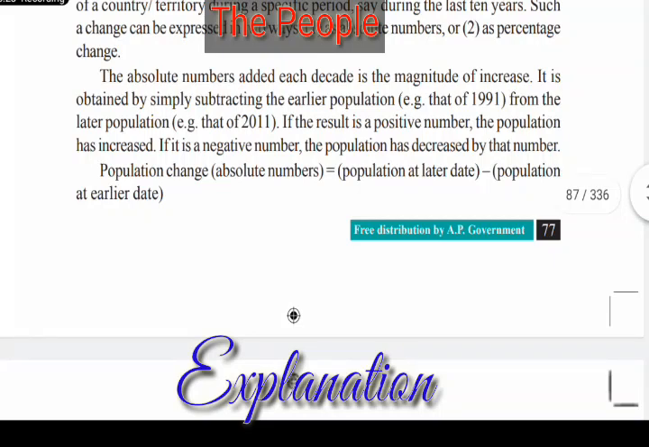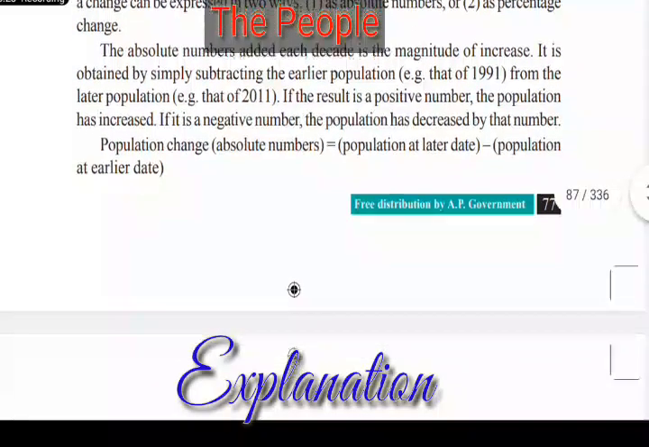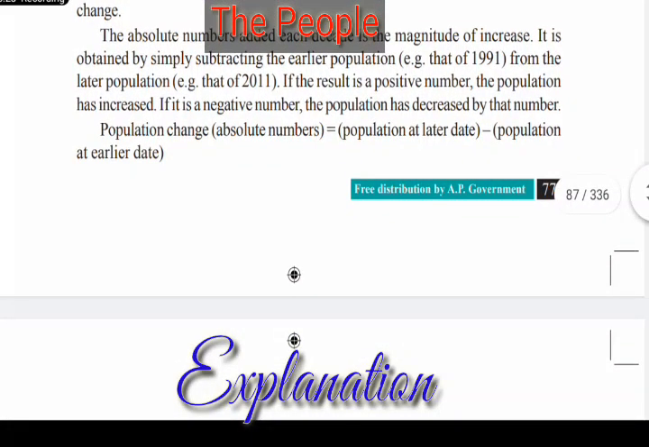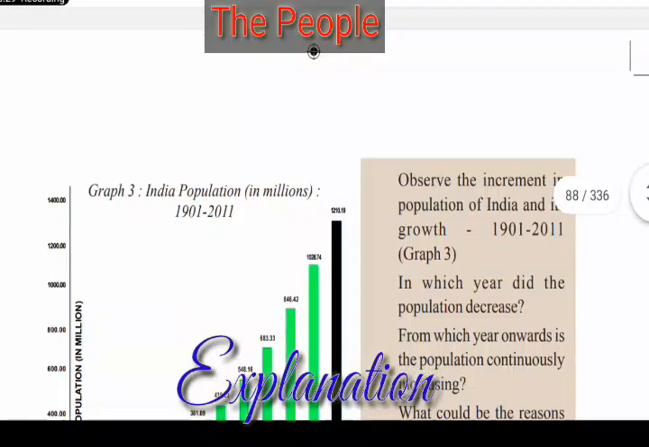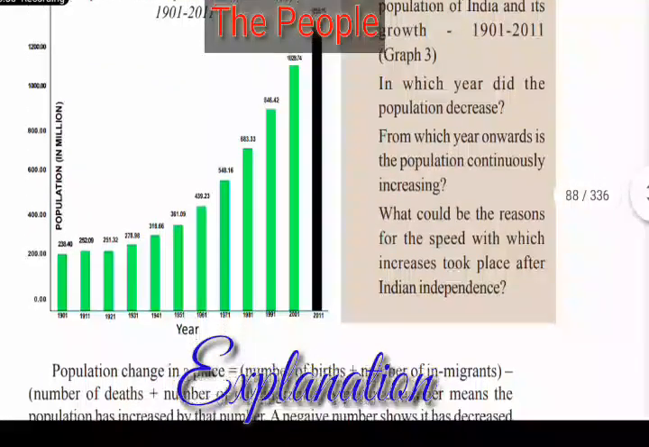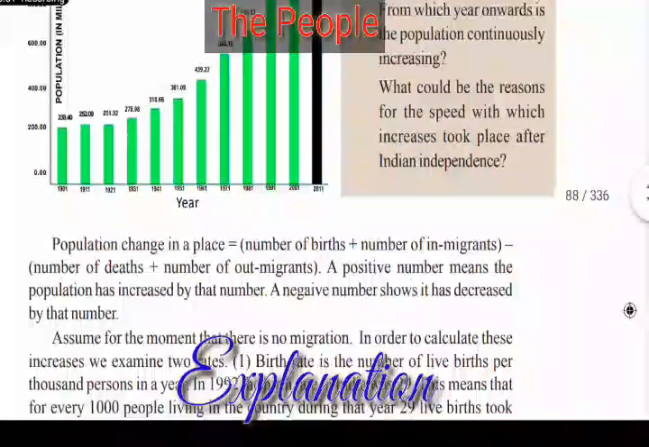When we speak of people's growth or expansion in number, there are two types: absolute numbers and percentage change. The absolute numbers added each decade is the magnitude of increase. It is obtained by simply subtracting the earlier population from the later population. If the result is positive, then there is an increase in the absolute number.